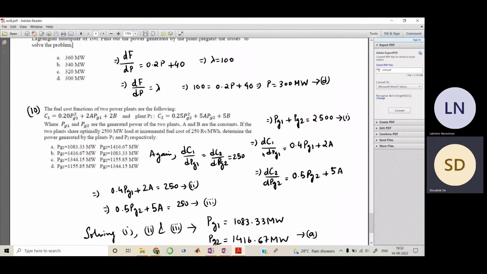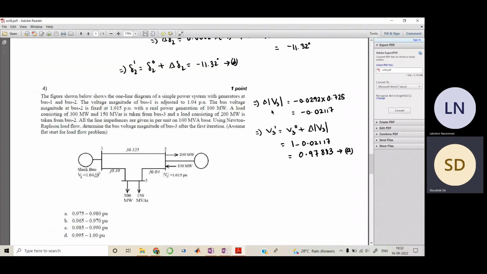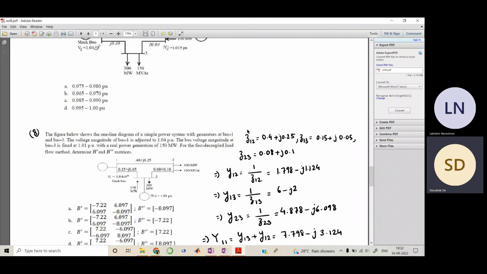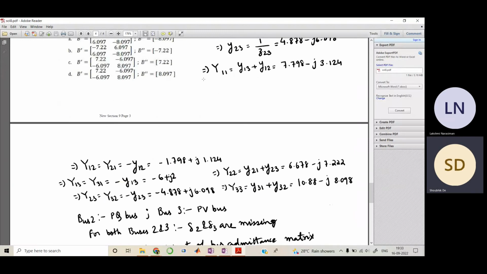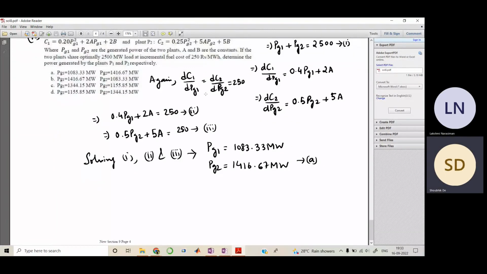I hope these problems on the Newton-Raphson method were clear, because the Newton-Raphson method and the previous week's Gauss-Seidel method are probably the two most important. You can expect problems on these only from this load flow study. Okay, it is clear. Fine, so this is about it for this week.